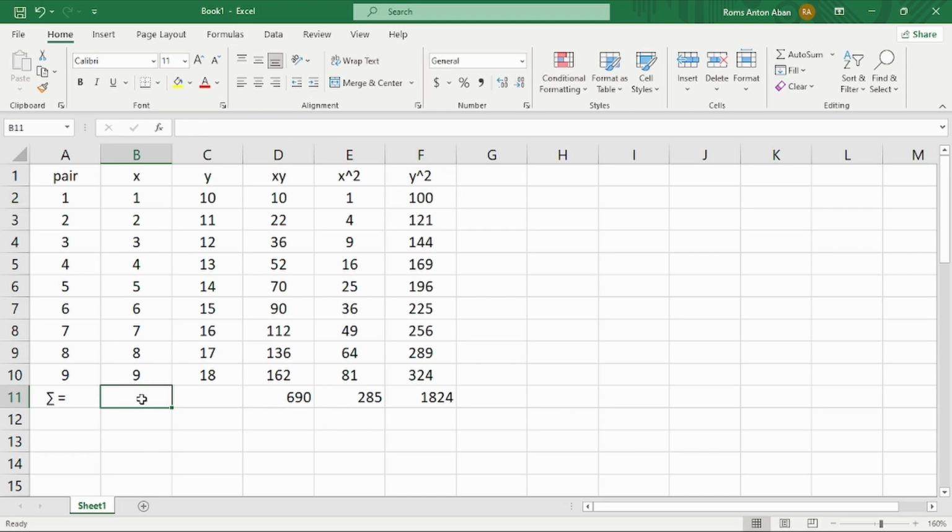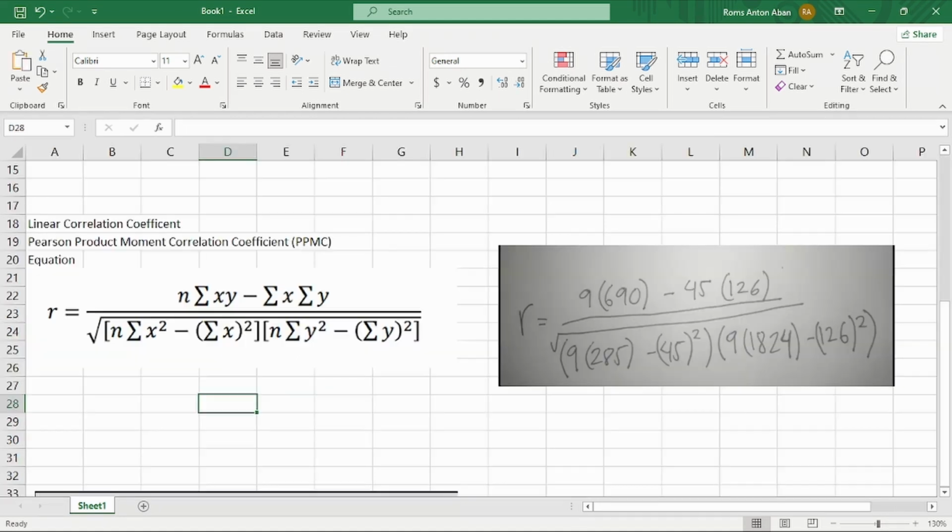And now that that is done, we have to find the summation of x, the summation of y, the summation of xy, the summation of x squared and the summation of y squared. Next thing to do is we have to substitute all the values that we got from our table.